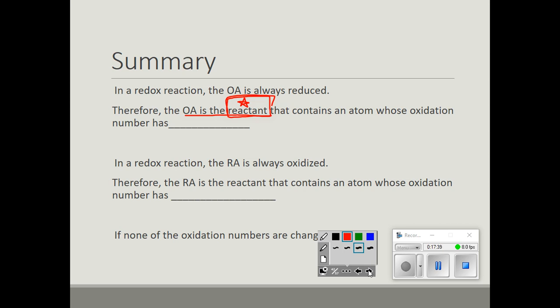The oxidizing agent is the one whose oxidation number decreases, right? The OA gets reduced, so its oxidation number decreased, got more negative or less positive. In a redox reaction, the RA is always oxidized, so the RA is a reactant, something that was present at the beginning of the reaction, like that the question stated that we had, that contains an atom whose oxidation number has increased.